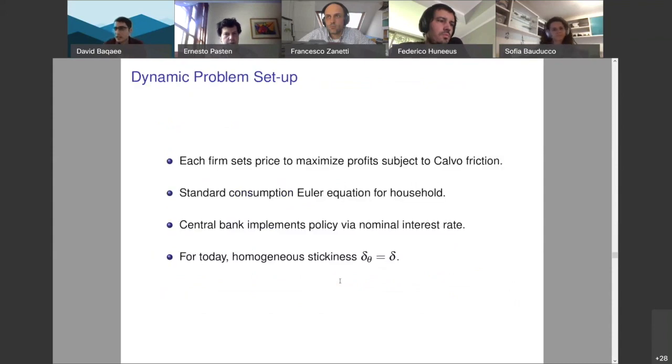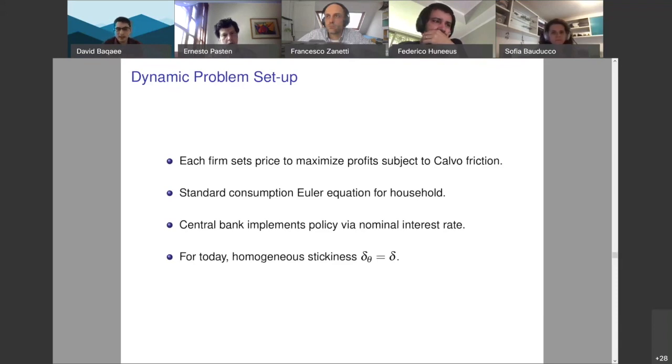So here's how the dynamic model works. We're going to assume that every firm sets prices to maximize the net present value of profits, discounted profits, subject to a dynamic Calvo friction. And then we're going to assume that the household's intertemporal choices are disciplined via the standard Euler equation for consumption. For the central bank policy, we have some freedom here on how to do it. We can do it with a money growth rule and some money demand function, or we can have them implement monetary policy with an interest rate rule, like a Taylor rule for nominal interest rates. So I'm going to show you the equations for the Taylor rule, but you could do the other one just as easily.